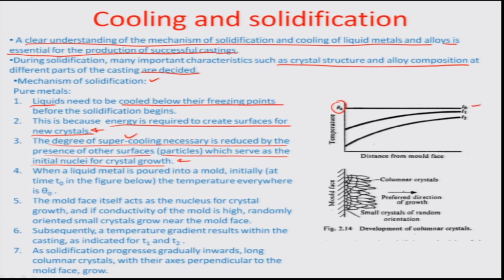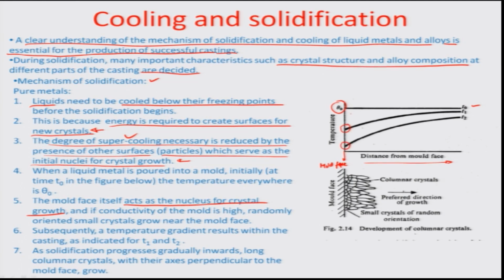And let us say there is a metal which is at a temperature theta 0 at time t 0. The temperature everywhere is theta 0 within the metal, and the mold phase would act as the nucleus for crystal growth, because that is the coolest phase. So let us say we are talking about the mold phase along this particular line. This is the mold phase and this corresponds to a certain distance from the mold phase. So at different time instances, as you can see, there are different temperature gradients which would result, and particularly the mold phase is the one where most growth would start to take place, because it is the cooler point in the whole casting.